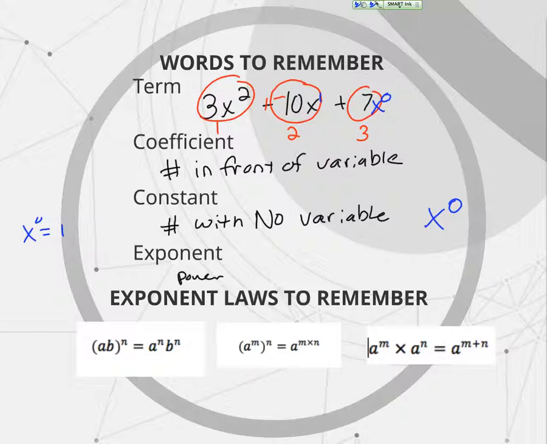Remember that if you have things that you are multiplying all to a power, you have to put that power onto each part. We're going to use that today. Remember that if you are having a power to a power, you have to multiply the powers. And if you are multiplying the expressions, you add up your powers. We're going to use all of those today.